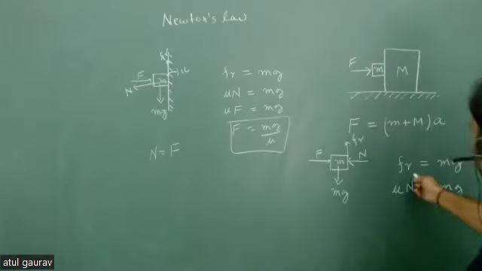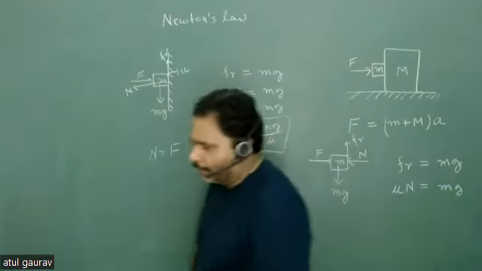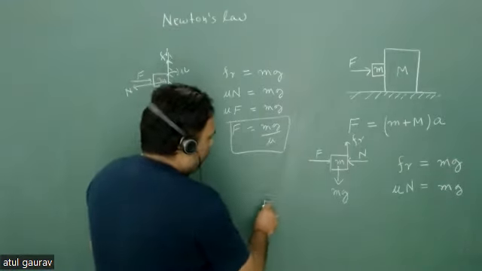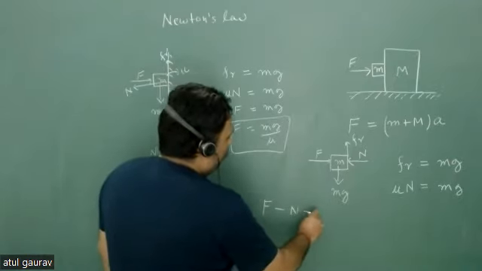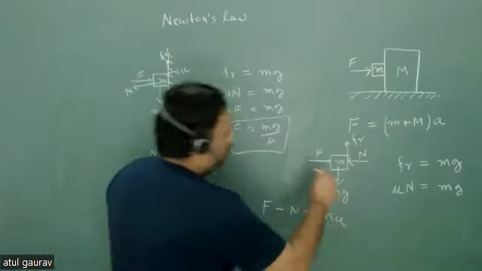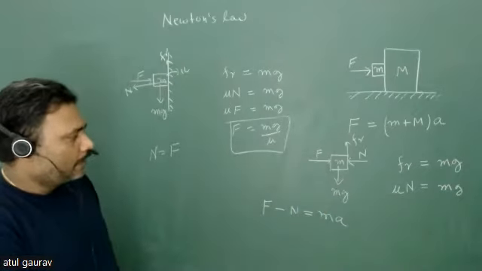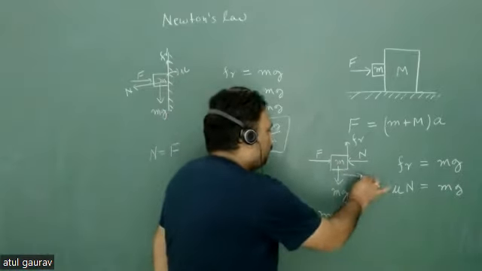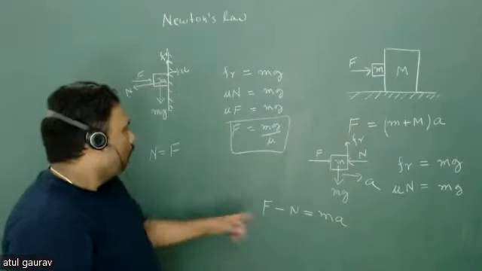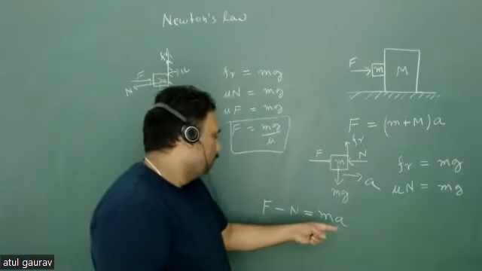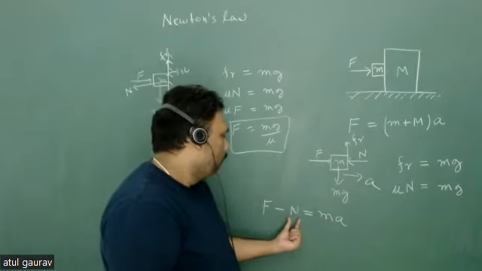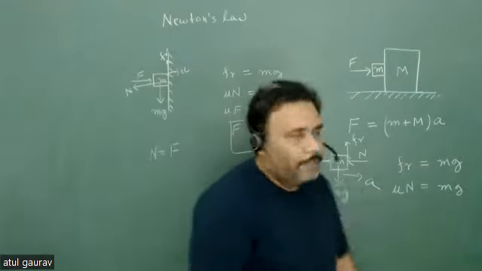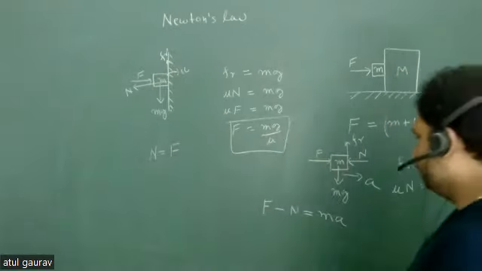Now the question is, what will be this N? What will be the value of N? This is very interesting. Here you can find that F minus N must be equal to small m a, isn't it? Because this is moving in this direction with acceleration a. Due to this acceleration, we have a normal force, and this normal force can be calculated. Now we can calculate the value of a from here. Yes, we can calculate.